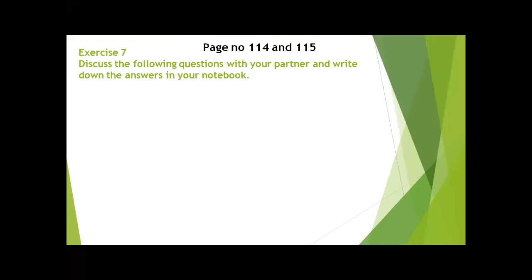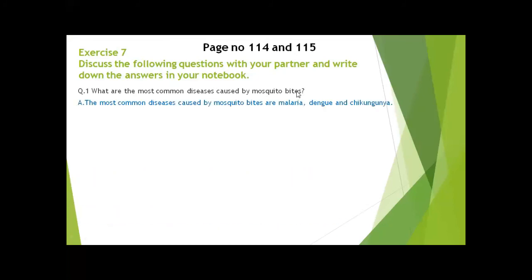Now it's time to complete the question and answer that is present in your book on page number 114 and 115. So exercise 7 is: discuss the following questions with your partner and write down the answer in your notebook. Question number 1 is, what are the most common diseases caused by mosquito bites? Answer is, the most common diseases caused by mosquito bites are malaria, dengue, and chikungunya.